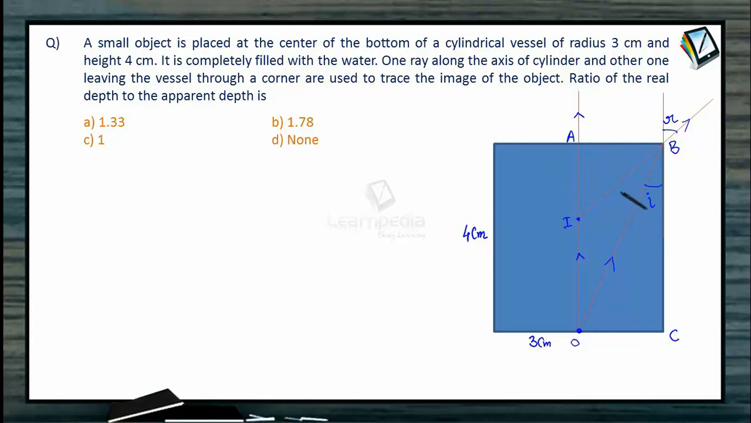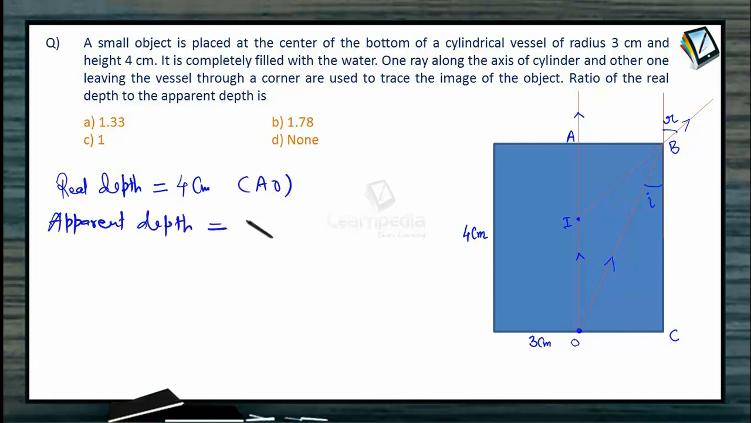Okay. So if these two rays are used to trace the image of the object, ratio of the real depth to the apparent depth is. So what is the apparent depth? What is the real depth? Here you can see that real depth of this vessel is what? 4 centimeter, which is being denoted as AO in this diagram. Okay. And what is the apparent depth? Apparent depth according to this ray diagram is what? AI. AI is the apparent depth, and we have to find the ratio of real depth to the apparent depth. So this is our answer, that is we have to calculate.